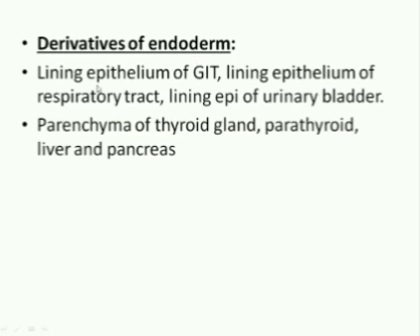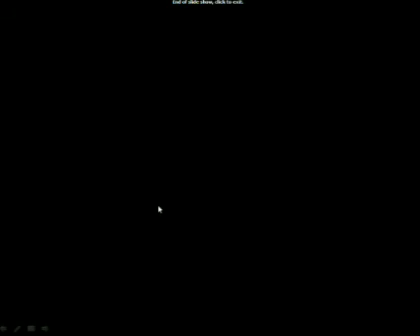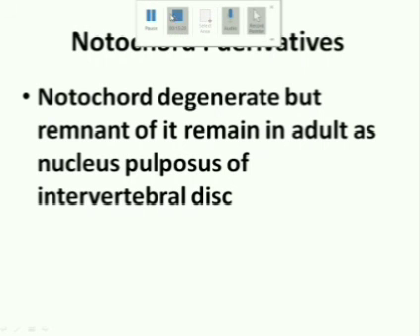Derivatives of the endoderm: lining epithelium of the GI tract, lining epithelium of the respiratory tract, lining epithelium of the urinary bladder, and parenchyma of the thyroid, parathyroid, liver, and pancreas. Notochord derivative: the notochord degenerates, but a remnant of it remains in adults as the nucleus pulposus of the intervertebral disc. A very important question asked in viva examination. So this is all about today's presentation.